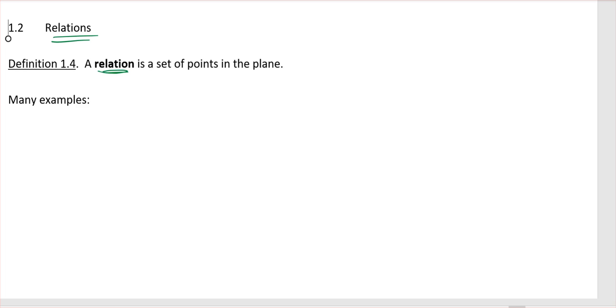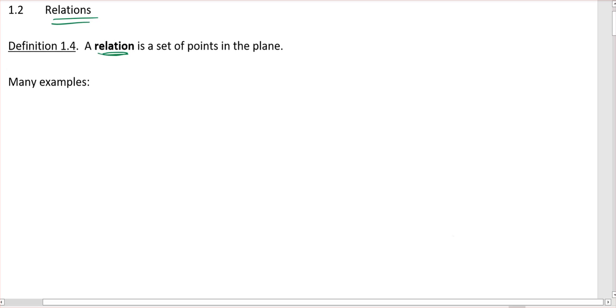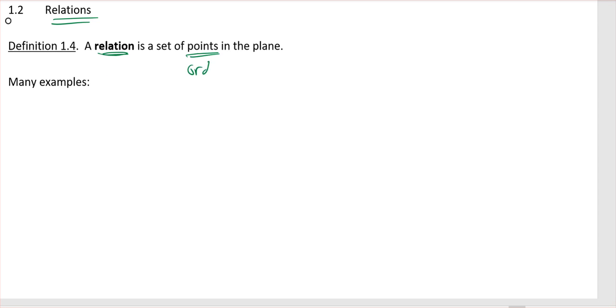So a relation is just a set of points in the plane. We talked about the coordinate plane last time, so we just got a bunch of ordered pairs, right? So these are ordered pairs.